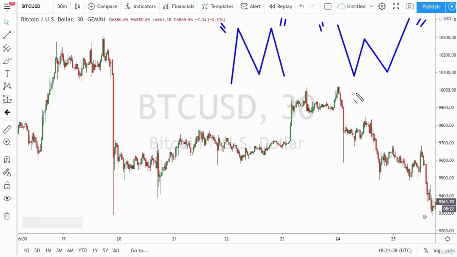Now, it should be noted that it doesn't have to be the exact same price. You're looking for something close. There's no real rule, as it were, like in Forex, you wouldn't say it has to be within 3 pips. Basically, you're just looking for a general double top or double bottom.